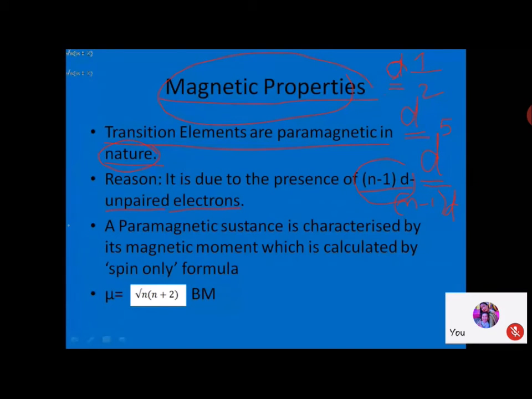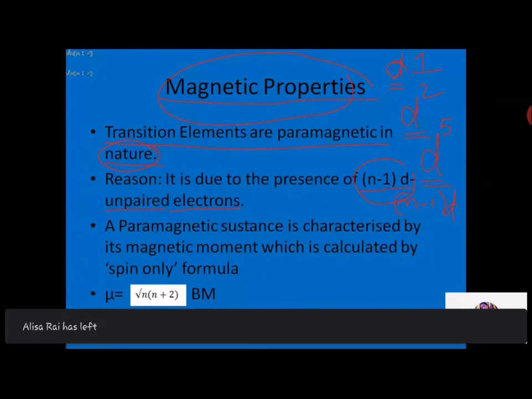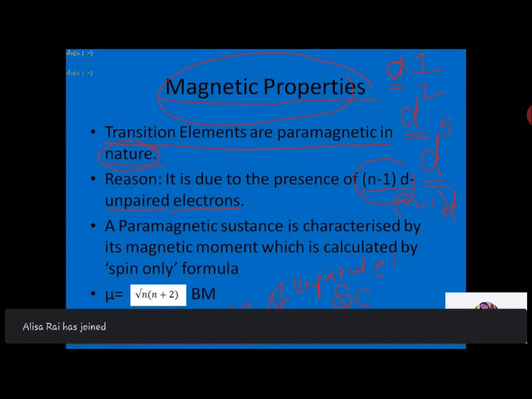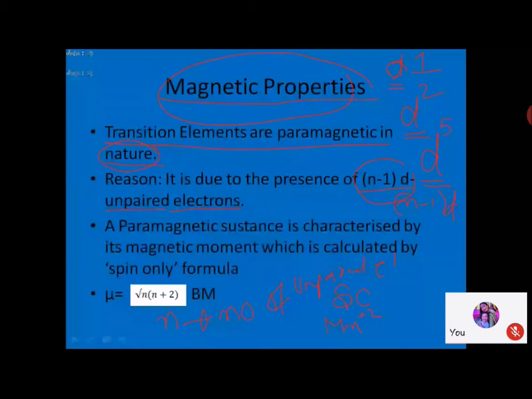Now the paramagnetic nature of a substance is characterized by magnetic moment, which is calculated by the spin only formula. Mu is equal to root over n into n plus 2, where n is the number of unpaired electrons. For scandium plus 3, what is it? Okay, for manganese Mn plus 2, can you calculate this mu value using the spin only magnetic moment?